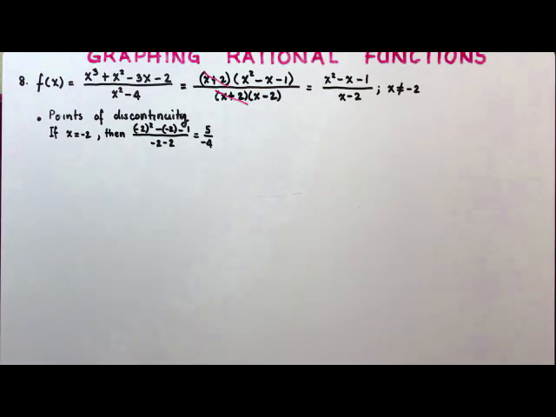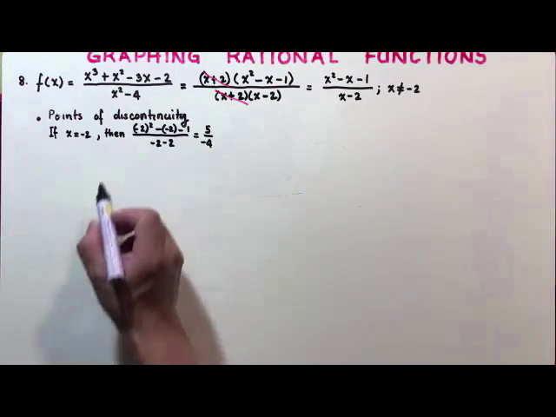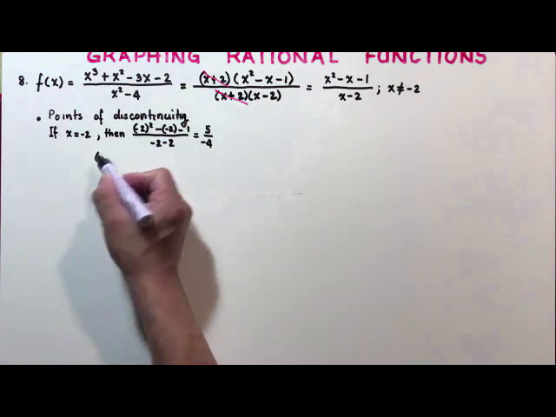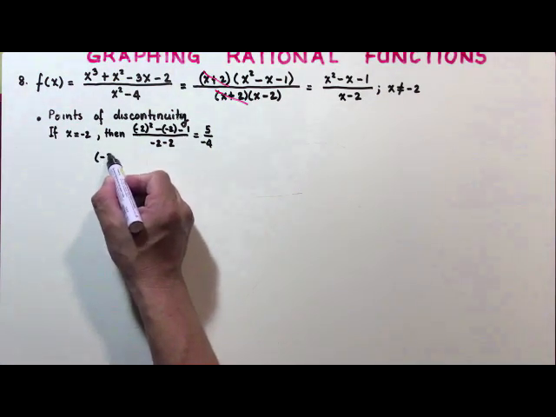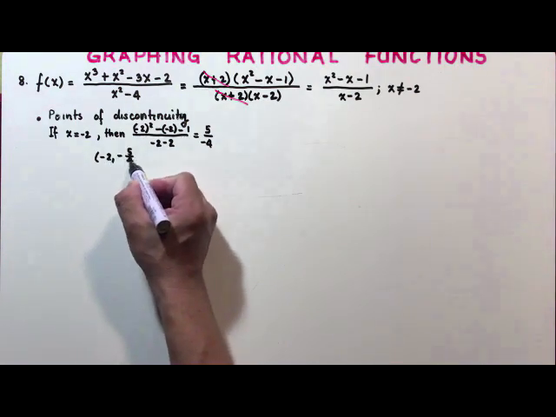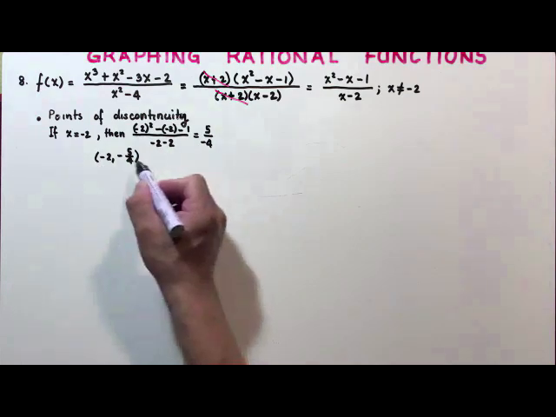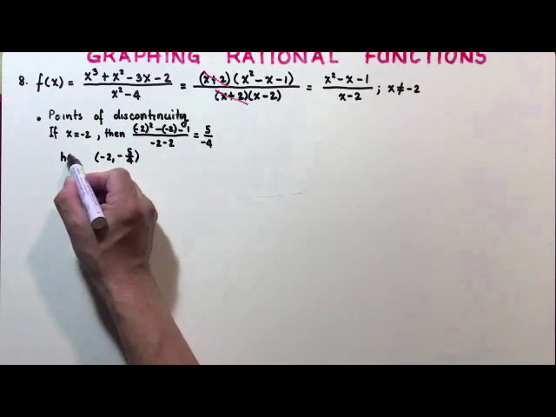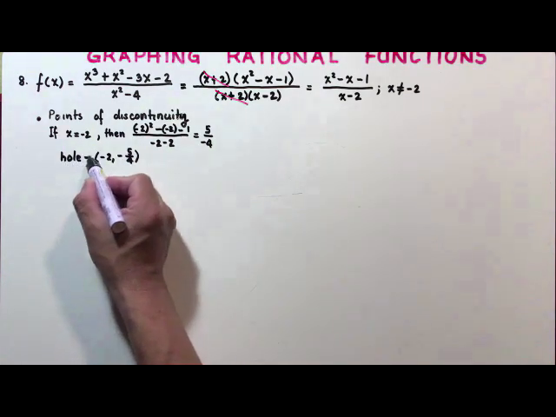And you can check your calculator that this is equal to negative 1.25, or in other words, that's negative 1 and 1/4. So our point of discontinuity is at the point negative 2, negative 5/4 here. So this is the hole in the graph of our function.